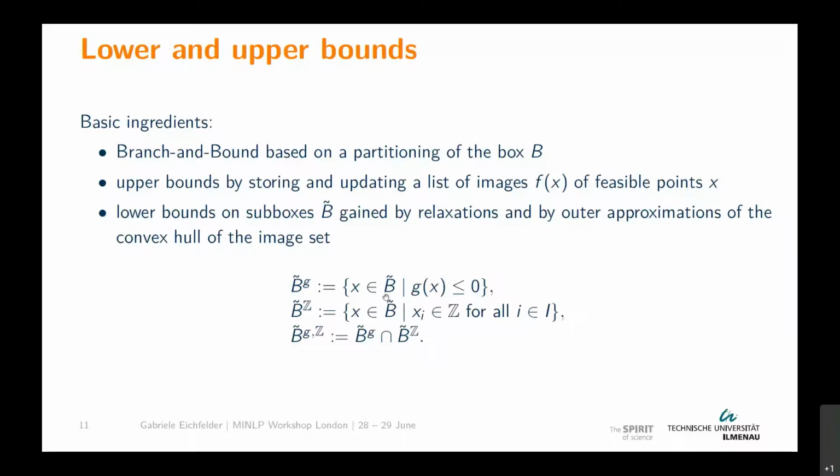I'm using the following notation. Whenever we have a subbox of our original box B, I will call it tilde B. And if we only consider the convex constraints, I add here a G. If we consider the integrality constraint only, I will add here a Z. And considering both means just that we restrict our original feasible set to our subbox tilde B.